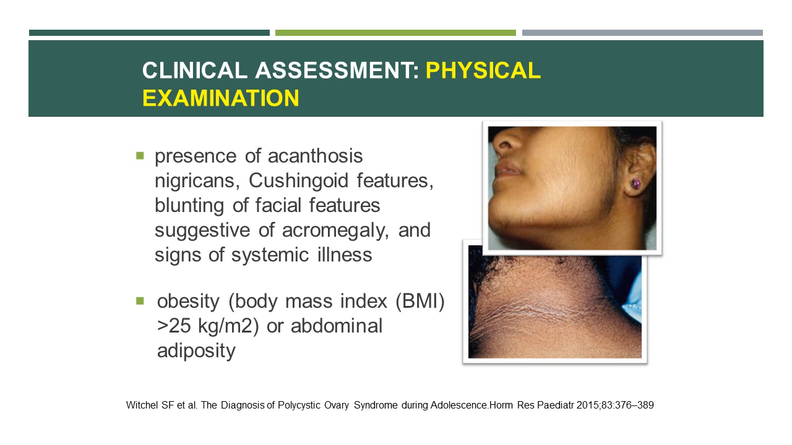Also, we measure the body mass index of the patient. If the BMI is more than 25 kilograms per meter squared, that suggests obesity. And we also measure abdominal adiposity because, as I've said in the pathophysiology, adiposity, or being overweight or obese, exacerbates insulin resistance.